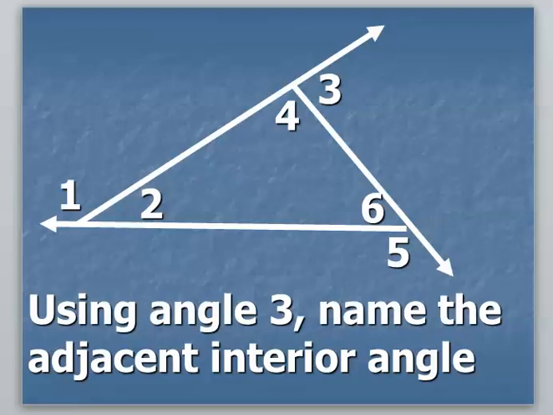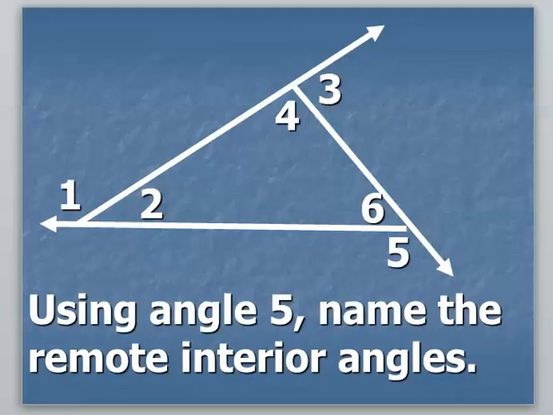This example, same picture, says using angle 3, so I'm using this exterior angle, name the adjacent interior angle. Adjacent means next to. So an adjacent interior angle would be angle 4. That's the interior angle next to this exterior. And I'll always specify, and I will tell you which exterior angle I want you to look at when doing a problem like this.